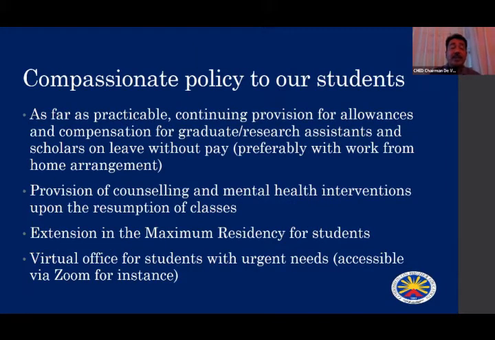We also need, as those running graduate programs, as far as practicable, to continue provisions for allowances and compensation for graduate or research assistants and scholars on study leave without pay, assuming that in certain areas of the country, the COVID pandemic will continue to linger in the next couple of months.